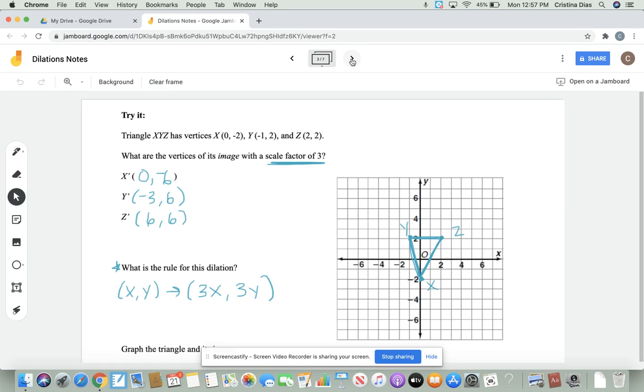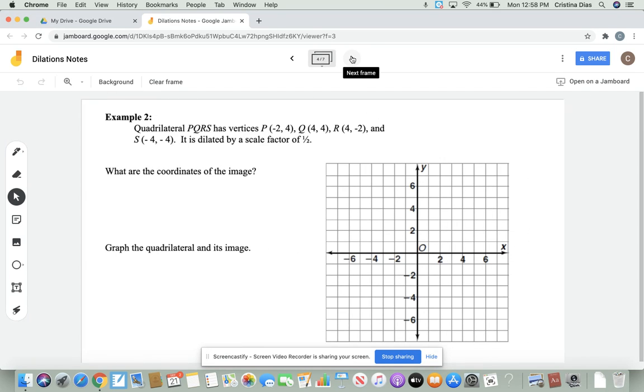So now we're going to go ahead and graph that. So I'll use another different color. Okay, 0, -6 is my X prime, -3, +6 up here is my Y prime, 6, 6 is Z prime. So now I can connect my image points. And there we have a dilated triangle by the scale factor of 3.